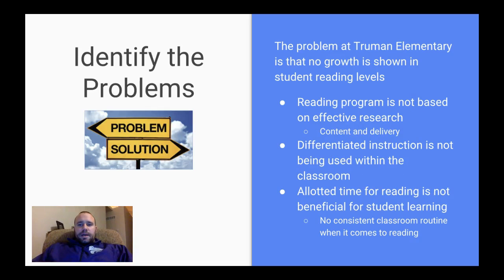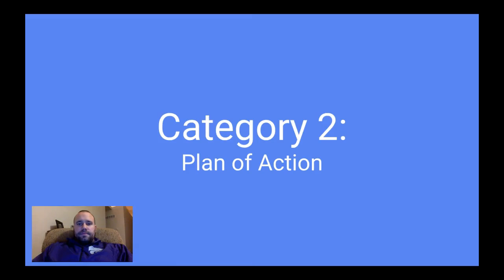Identifying the problem has to deal with the fact that Truman Elementary has shown no growth in the student reading levels. The reading program is not based on effective research. Both the content and the delivery are not effective. Differentiated instruction is not taking place within the classroom, and the allotted time for reading is not enough or beneficial to the students. And there's no consistent classroom routine as to when this reading takes place within the day.